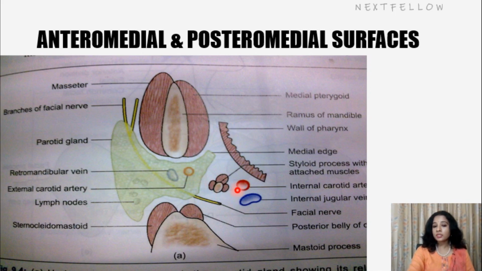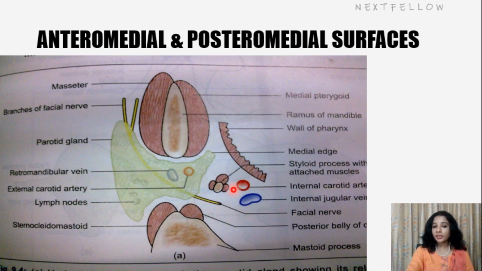And medial to the styloid process, if we look at the base of the skull, there are two foramens, in front of and behind the styloid process: the carotid canal and the jugular foramen. Here is the internal carotid artery, and the jugular foramen transmits the internal jugular vein. Apart from these two vessels, the 9th, 10th, 11th, and 12th cranial nerves are also present on the medial side. So all these are related on the posteromedial aspect.